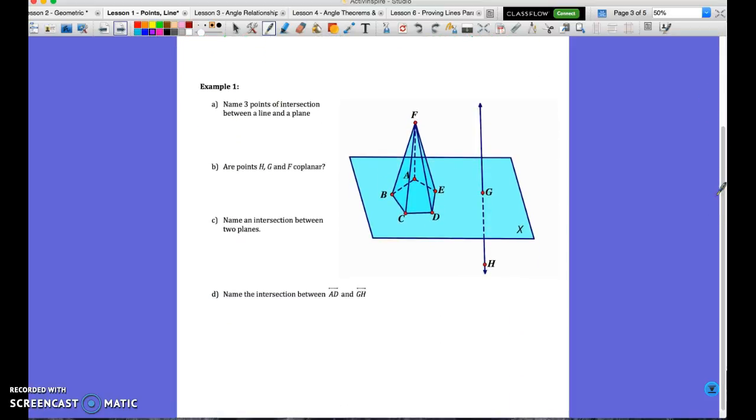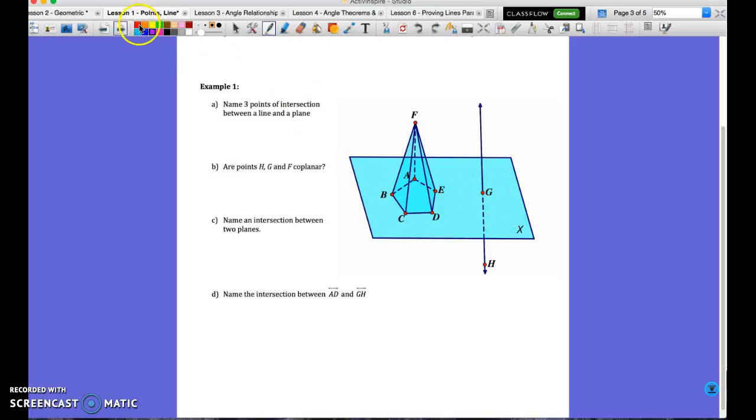So in the next example, what this is an attempt to show you how in 2 dimensions we represent 3-dimensional objects. Okay, and so this is intended to be a pentagonal prism sitting on plane X with line GH, which is passing through plane X. Okay, so line GH is not contained within plane X, it is passing through plane X.